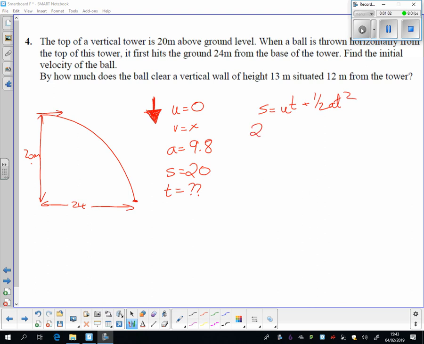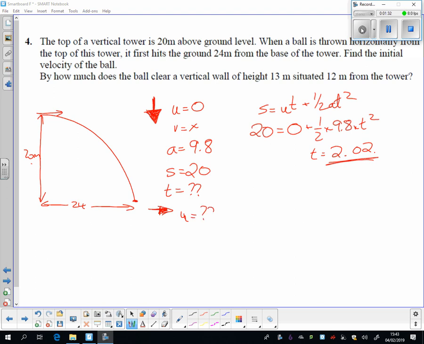I've got 20 here equals 0 plus a half times 9.8 times T squared. So 20 times by 2, divide by 9.8, and then square root it. That gets me that T is 2.02. I worried for a minute that I'd got the questions mixed up. It is the same time as last time. T equals 2.02 seconds.